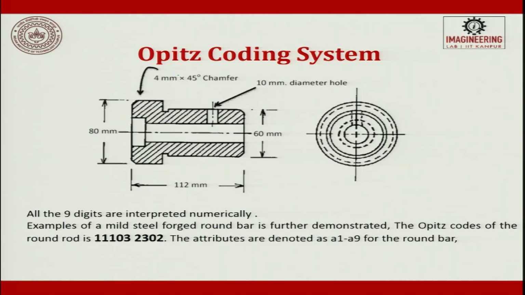So, when we talk about the Opitz coding system for this part, you can see this part. This part is a cylindrical part wherein it is a step turn, you have a groove which is made, and then there is a hole which is drilled.